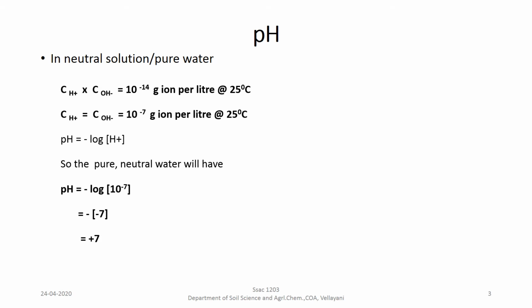Now, in neutral solution and in pure water, the concentration of hydrogen ions and the concentration of hydroxyl ions are equal. That is, the concentration of hydrogen ions and the concentration of hydroxyl ions will be half of 10 raised to minus 14, which again is equal to 10 raised to minus 7 gram ions per liter.